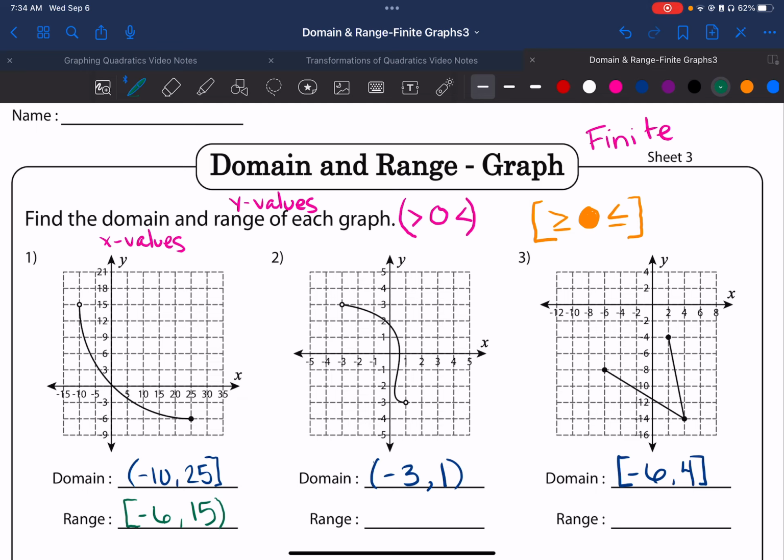For problem 2, my lowest value on the graph is where this -3 is. My highest value is where this +3 is. So I'm going to get -3 to +3. In this case, at both endpoints I have an open circle, so I'm going to end with parentheses.